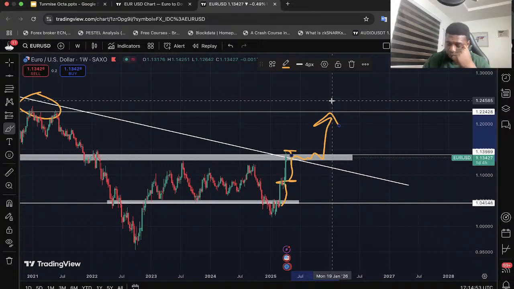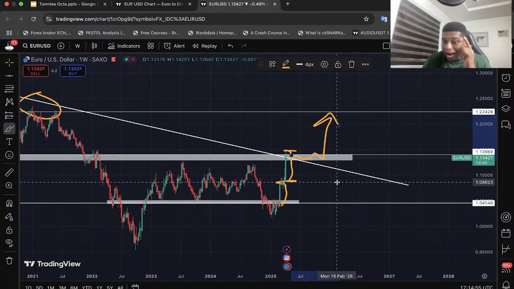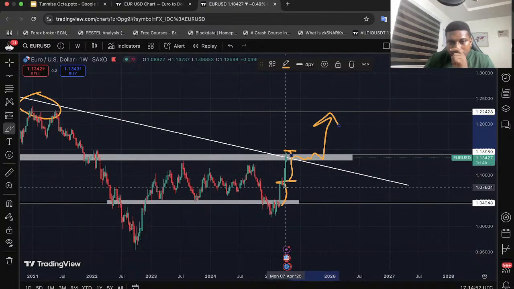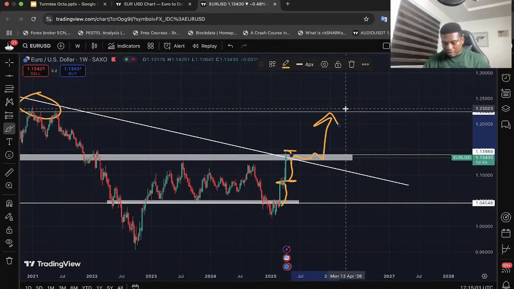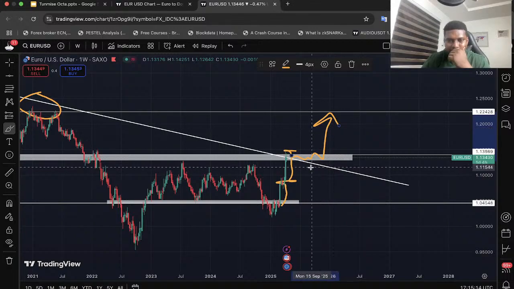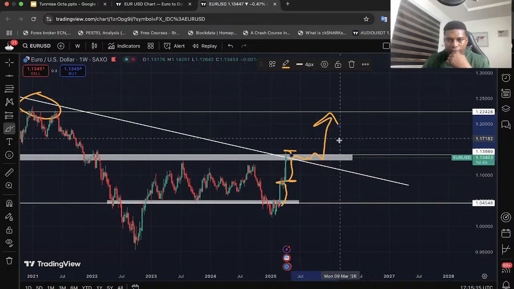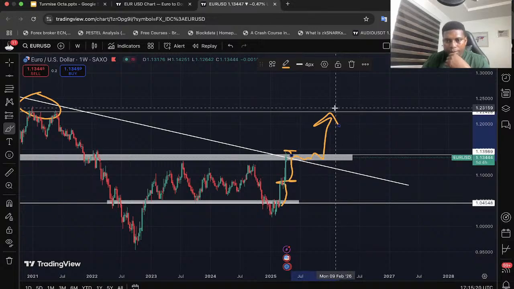Okay. There is a higher chance that price would jump up and consolidate here at this level. Okay, there is a higher chance that price would consolidate here and jump up.